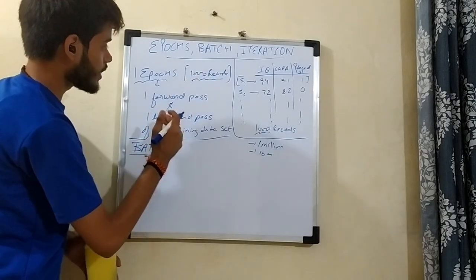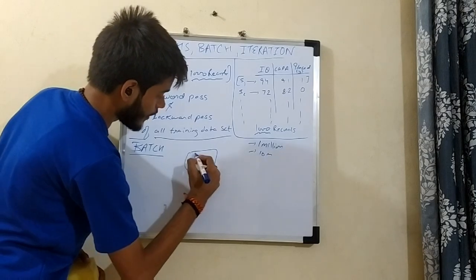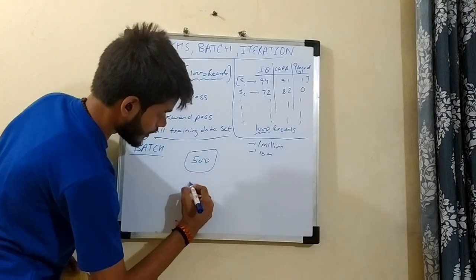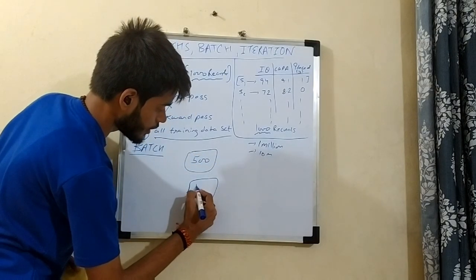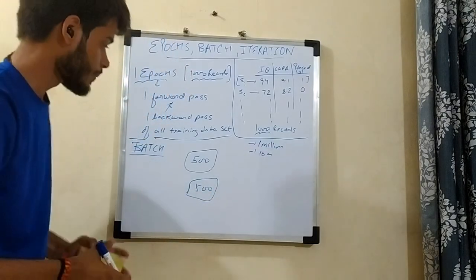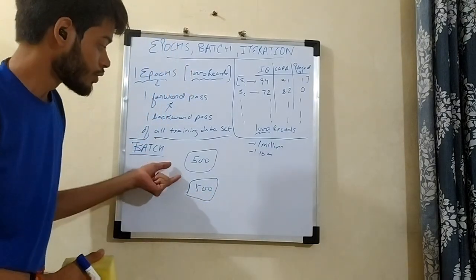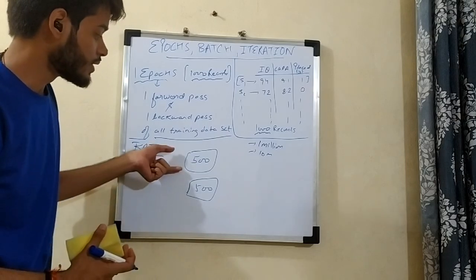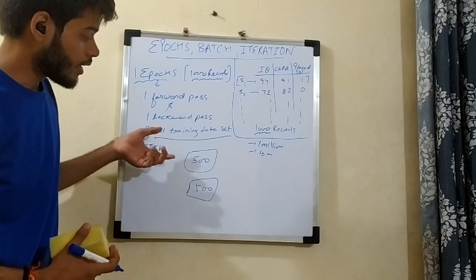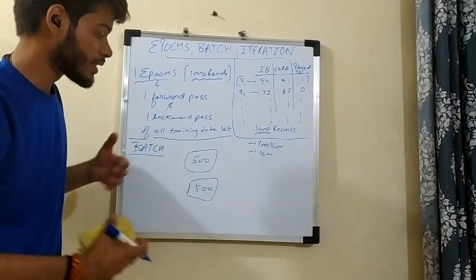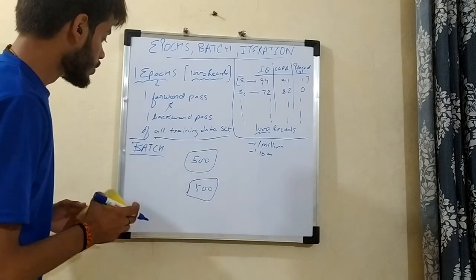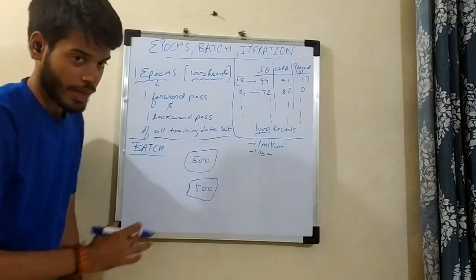So basically what I'll do is give small packets of 500 records and 500 records. I'll break my 1000 records into small packets of 500 plus 500. So this is a small quantity, right? Our computer will be able to compute this easily. So this is nothing but the concept of batch.